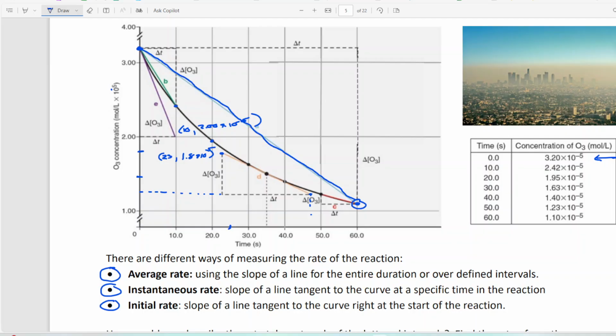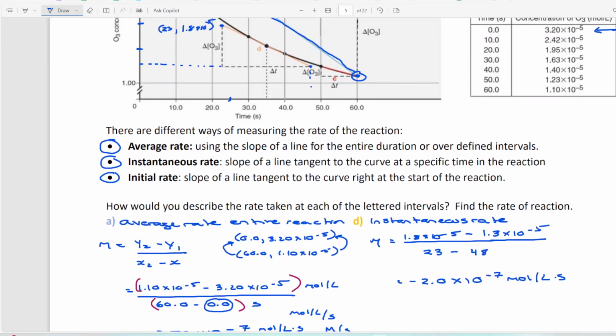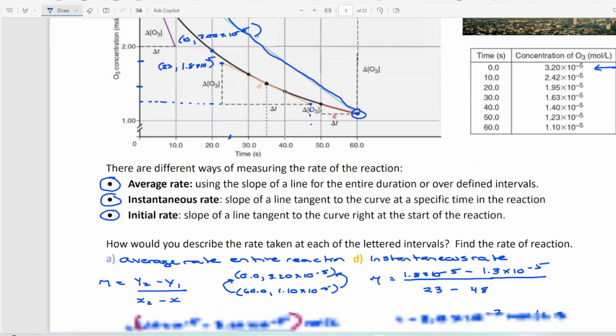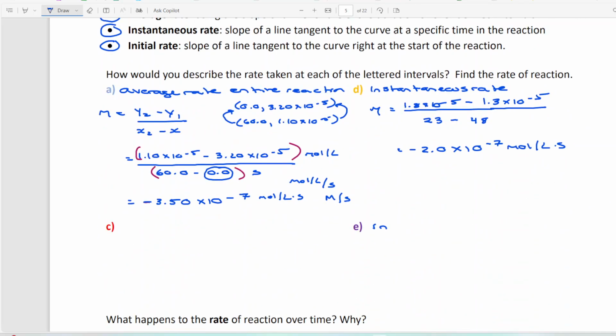Okay, so the 2 points that I'm going to use, I'm going to plug into my calculator. And this is for E. So E is an initial rate. And for this one, I'm going to use that initial point. So I'm going to start with my 0 and 3.2 times 10 to the negative 5 minus 2.00 times 10 to the negative 5. And then I'm just going to do minus 10. Okay, so I'm going to plug in my calculator.